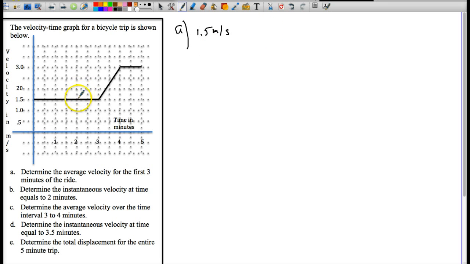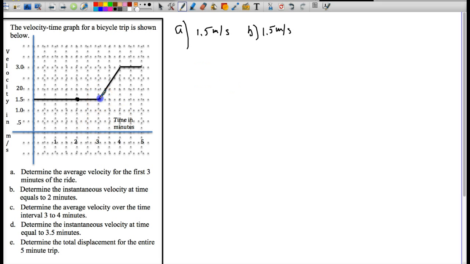Okay, so part B says determine the instantaneous velocity at time equals 2. Well, if we go right down here, the nice thing is this is already a velocity versus time graph. So we don't have to do the whisker method. We don't have to do anything special. We just have to go to where time is 2. And we see that the velocity when time is 2 is 1.5. Again, simple, simple, simple.